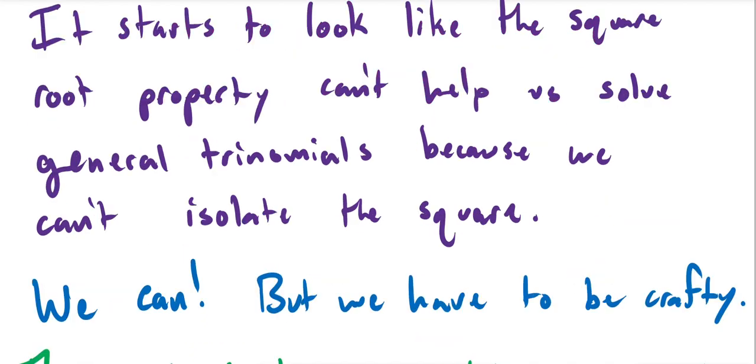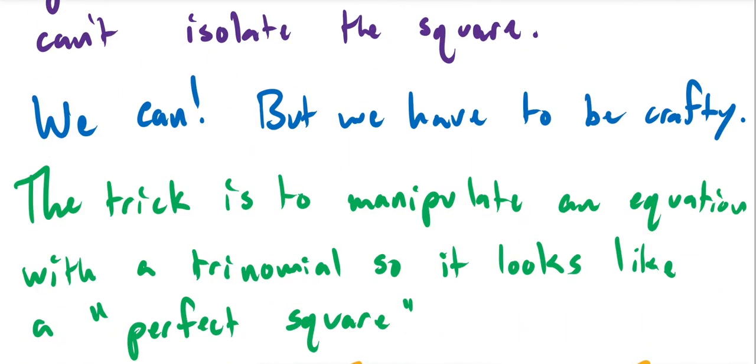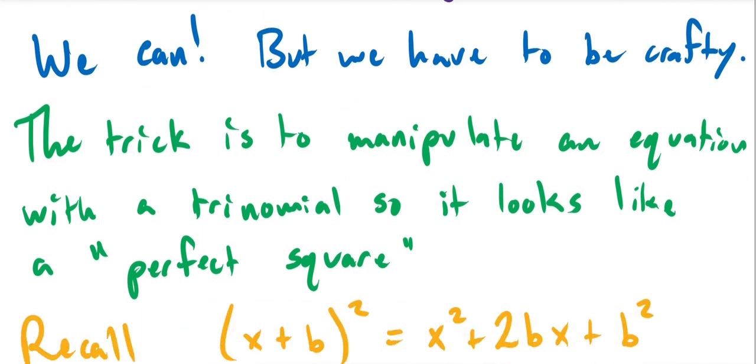Well, it turns out we can always use it for general trinomials, but we have to be a little bit crafty. We have to sort of set up a perfect square. The trick is going to be to manipulate the equation so that part of it looks like a perfect square. So remember that if we FOIL something out that looks like x plus b squared, what we get is x squared plus 2bx plus b squared.